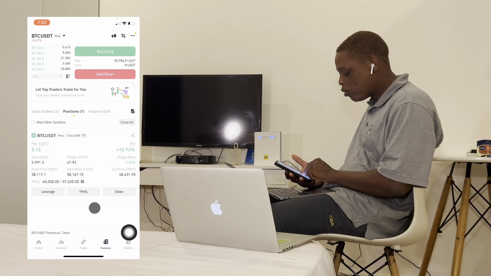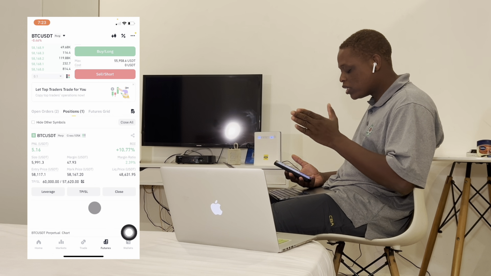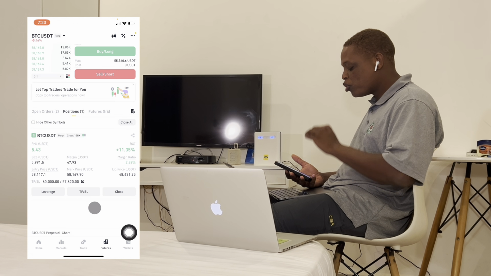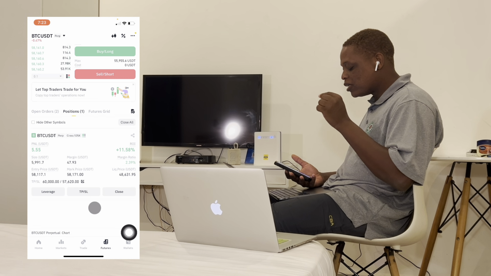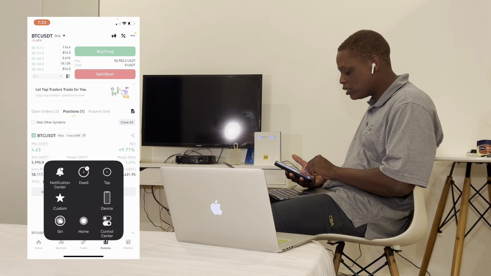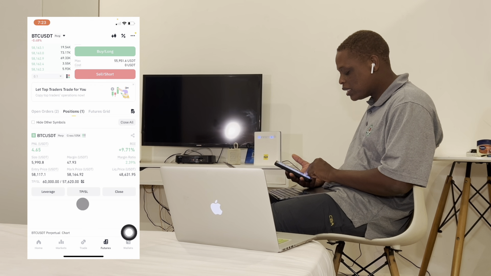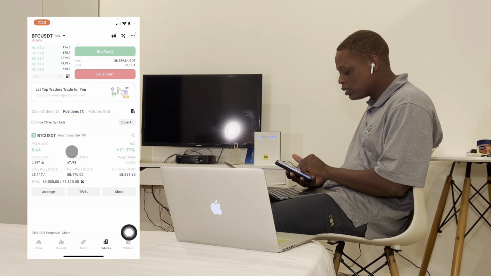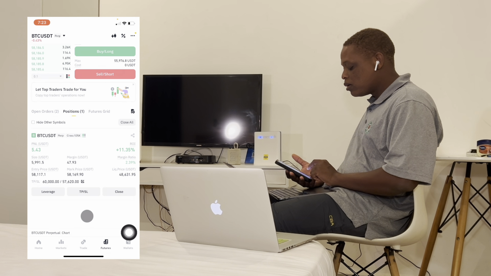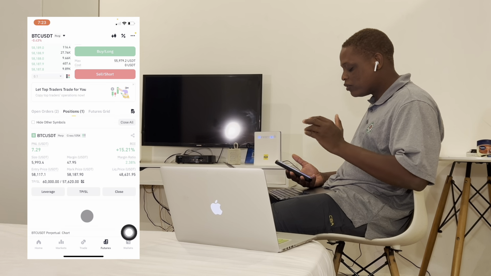So this is how margin and leverage works. Leverage is the amount of margin multiplied by the number of times you select the bar. So right now my leverage is here, and before I forget, the last thing that I'll explain is the cross and isolated margin. I'll be teaching you this one in the next video.